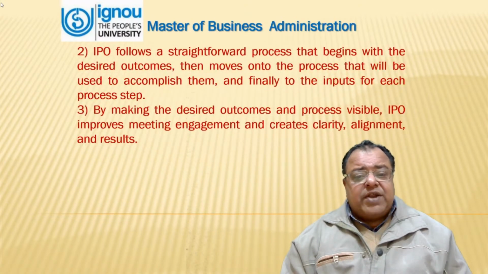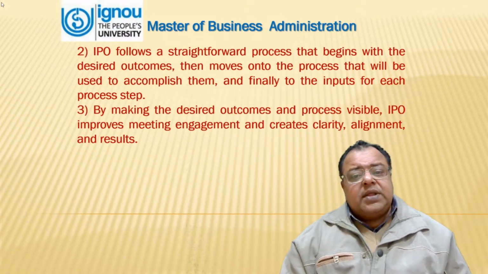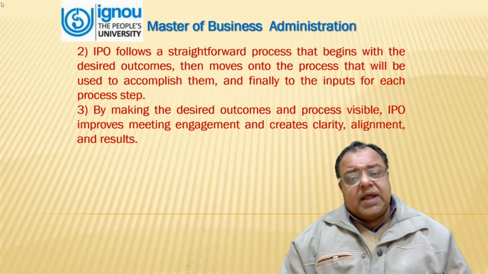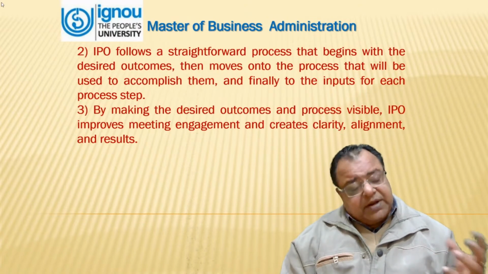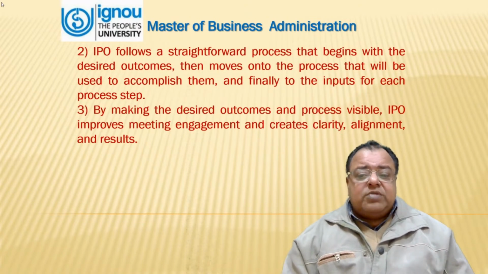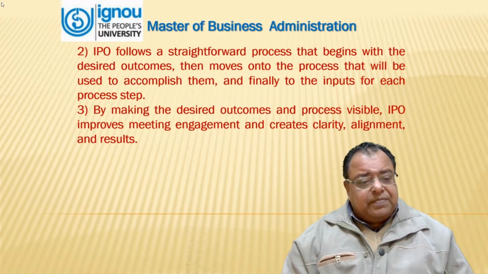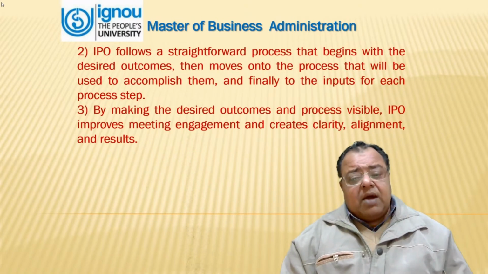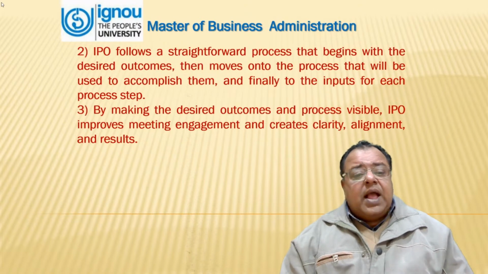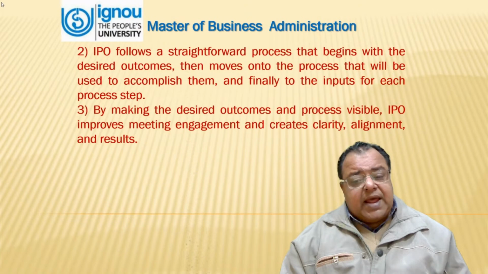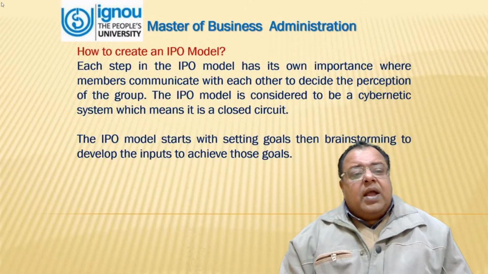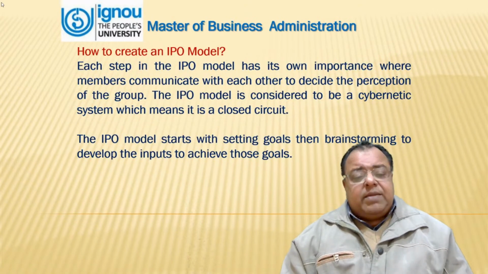IPO follows a straightforward process that begins with the desired outcomes, then moves into the process that will be used to accomplish them, and finally to the inputs for each process step. By making the desired outcomes and process visible, IPO improves meeting engagement and creates clarity, alignment, and results. Now, how to create an IPO model?